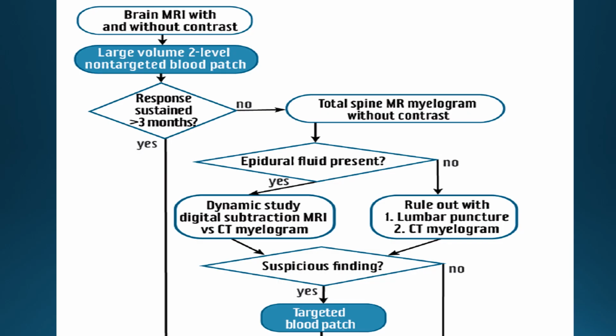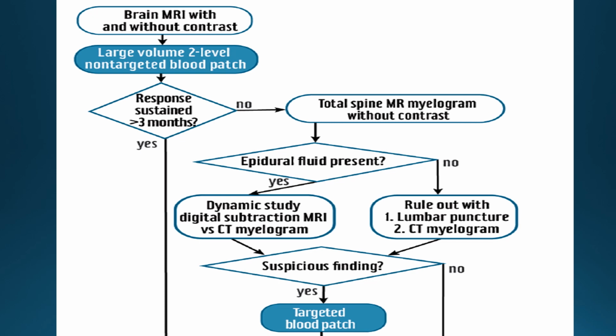So this is the algorithm for management of spontaneous intracranial hypotension. So first, a brain MRI should be done with and without contrast, and the diagnosis should be established. And if you are not able to demonstrate a CSF leak, just a large volume non-targeted blood patch should be given. And if the response is sustained for more than 3 months, nothing further is required. But if there is recurrence or no response, then spine MRI should be done, with or without myelogram.